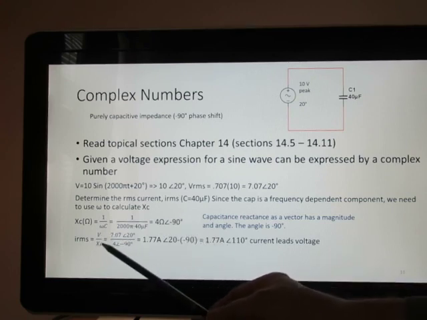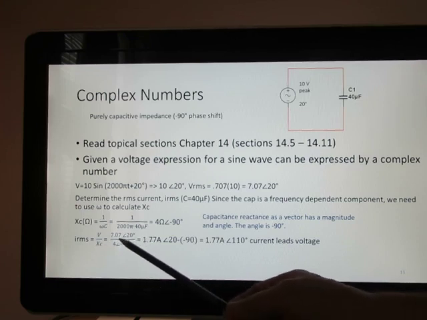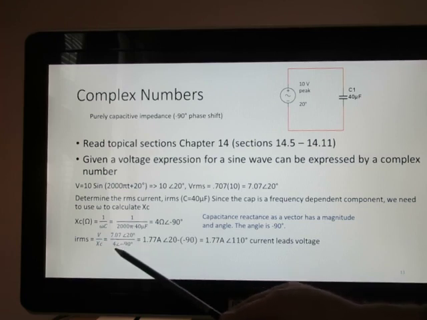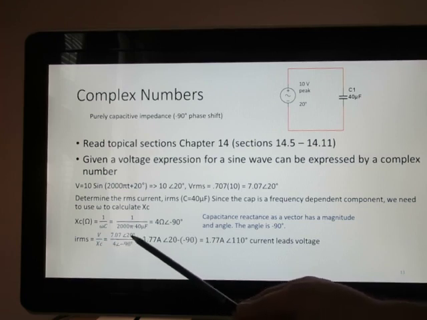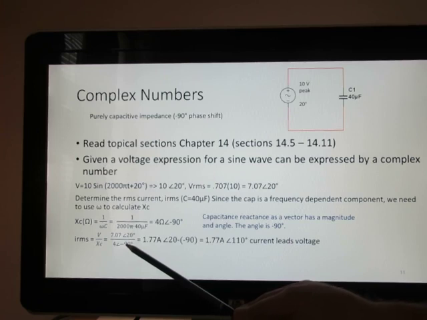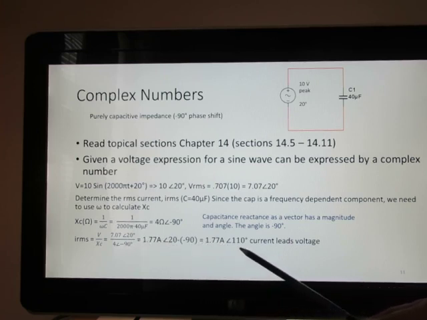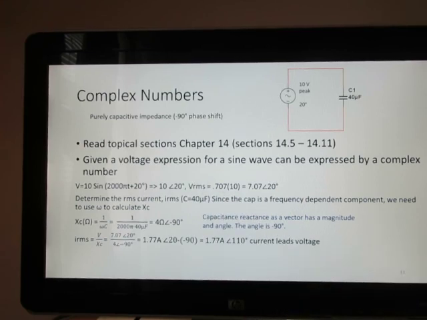Now I'm going to use Ohm's law, voltage divided by resistance. This resistance is the capacitive reactance. I divide the magnitude, 7 divided by 4, and I subtract the angles, 20 minus negative 90, and that gives me 1.77 amps at 110 degrees. And if we look at this, at 20 degrees here and plus 110, we see that the current leads the voltage in a capacitive circuit.